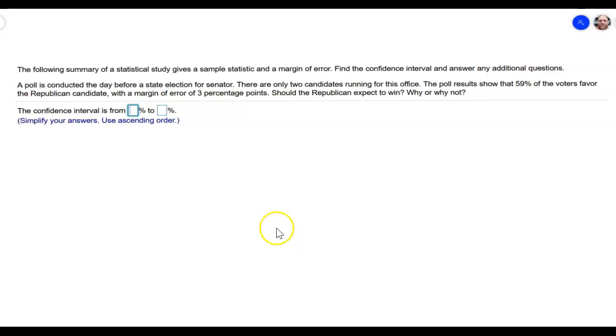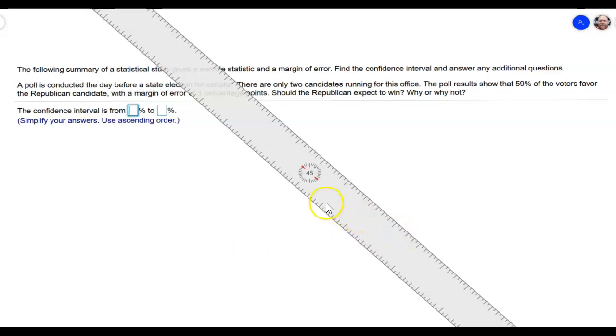So a poll is conducted the day before a state election for senator. There are only two candidates running for this office. The poll results show that 59% of the voters favor the Republican candidate with a margin of error of 3 percentage points. Should the Republican expect to win? Why or why not? And it says the confidence interval is from what percent to what percent. And then after that, it's going to ask us, should they expect to win? Why or why not? And this is a good question to kind of answer from a number line.